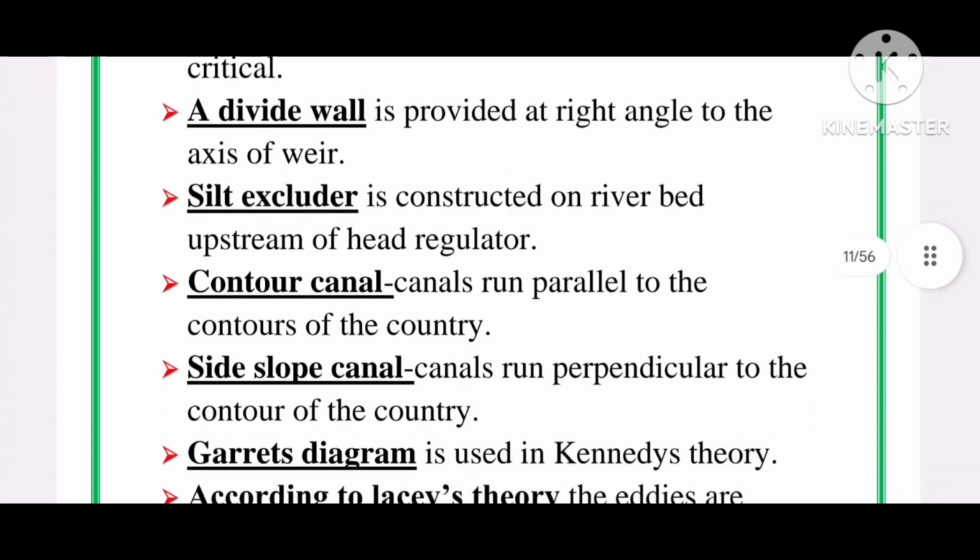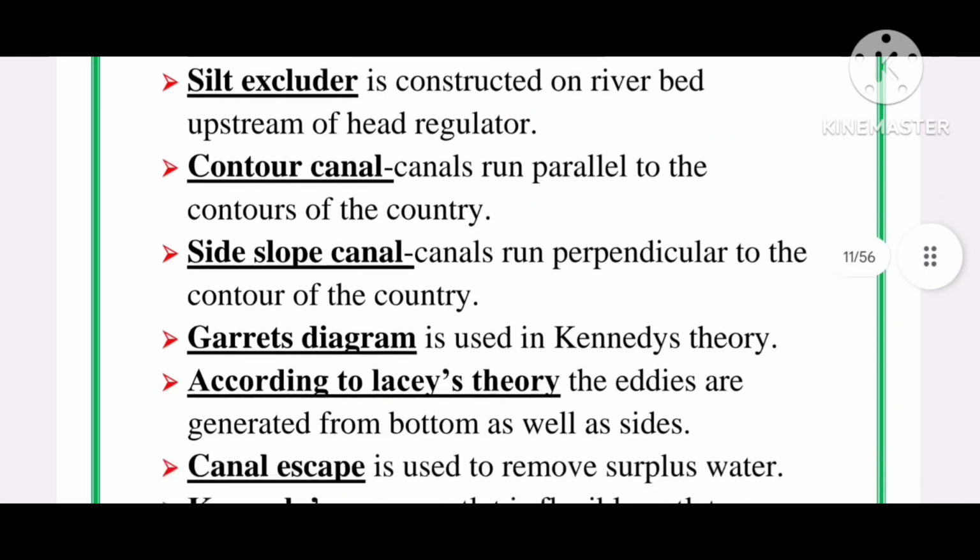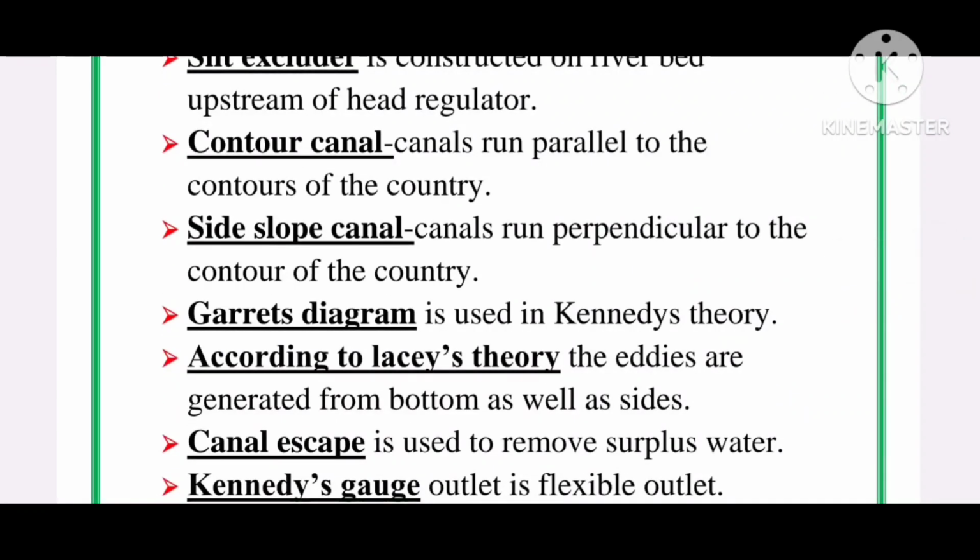Then side slope canals. Side slope canals run perpendicular to the contour. Then Garrett's diagram is used in Kennedy's theory. Next, according to Lacey's theory, eddies are generated from bottom as well as sides.